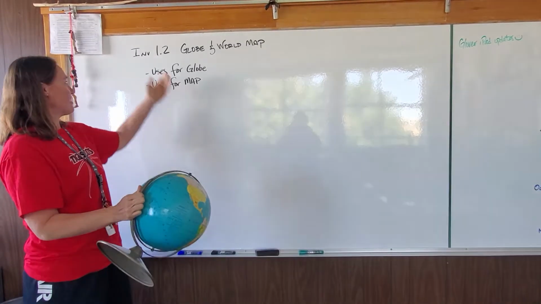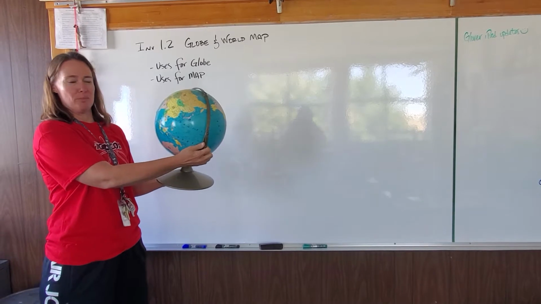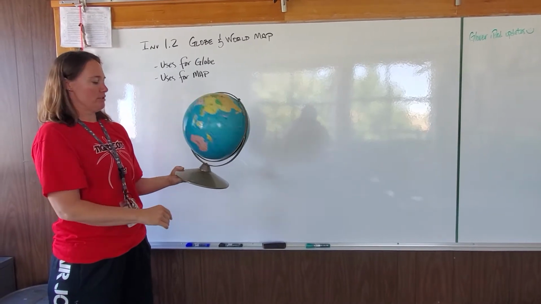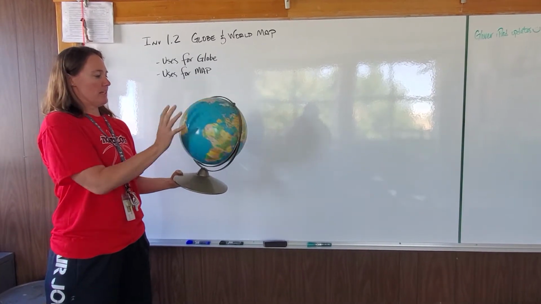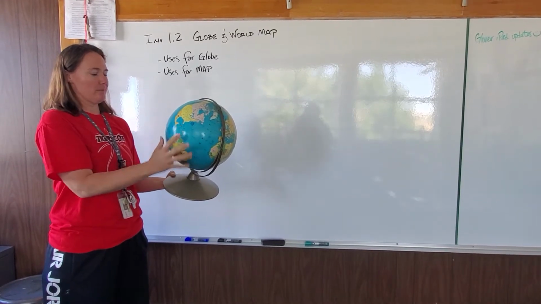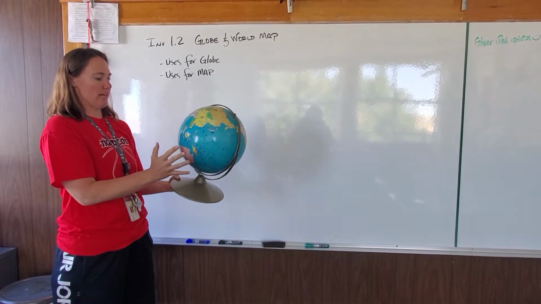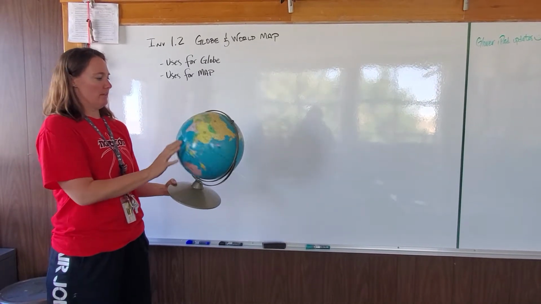Good morning. Investigation 1.2, the globe and a world map. This is a globe. If you've never seen one before, we don't use them a lot. But this is a better three-dimensional representation of our planet because it's shaped a lot like our planet, and it helps you to see really how far away things are from other parts.